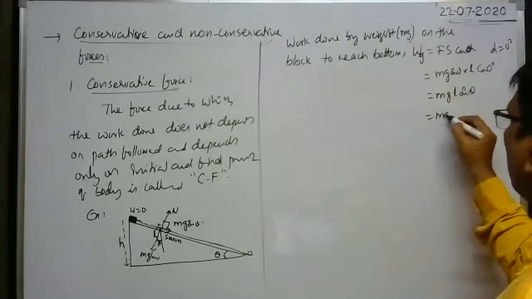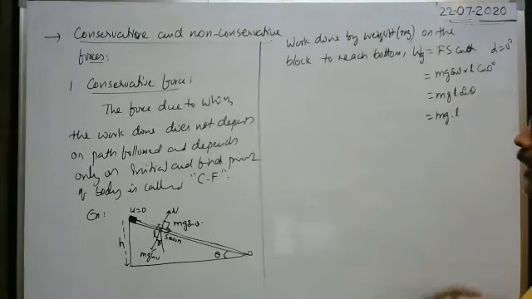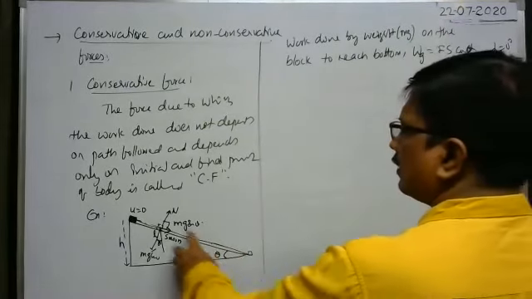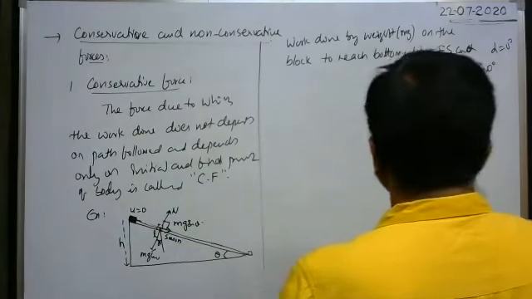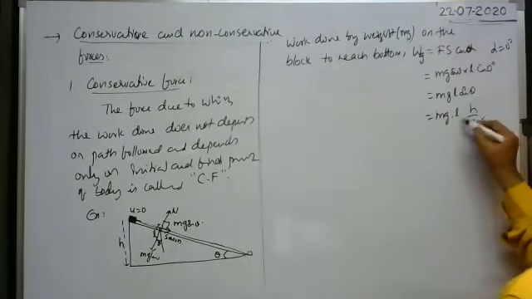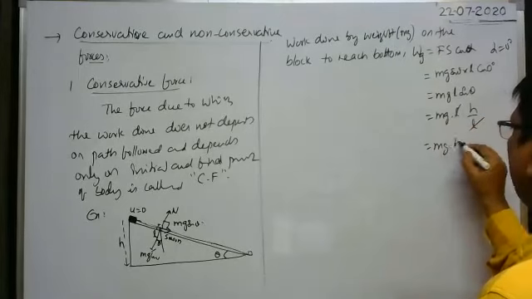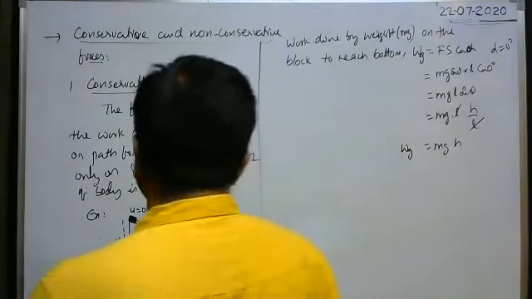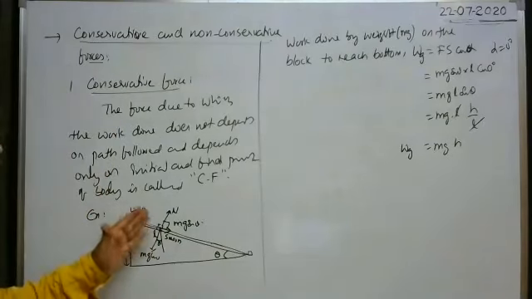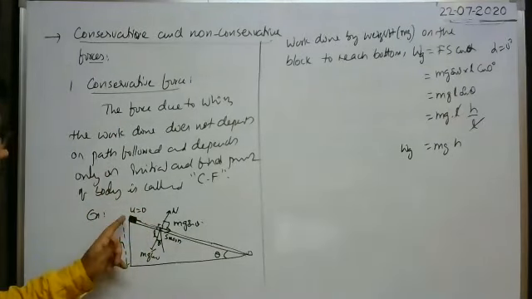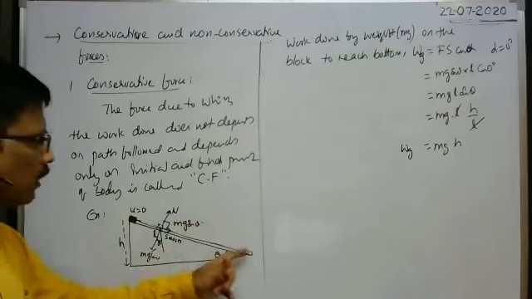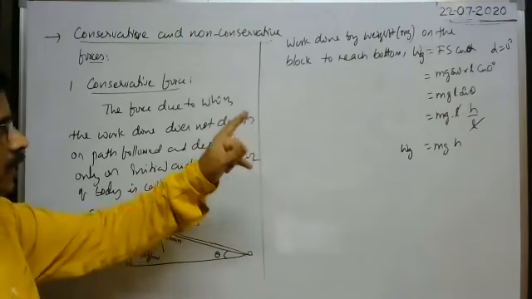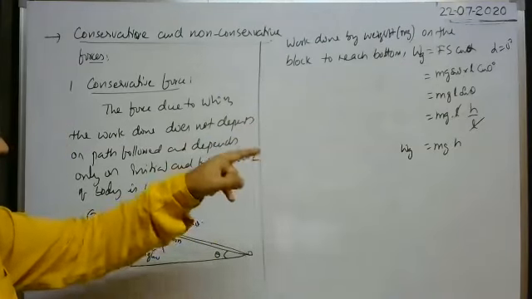But from the diagram, what about sin theta? Sin theta is equal to opposite by hypotenuse, that is H by L, so L and L cancel. Therefore, mg into H. So work done by gravity is equal to mg into H. Actually, the work done by gravity in displacing the block from top of the inclined plane to bottom along this path is equal to mg L sin theta, which is equal to mg H.